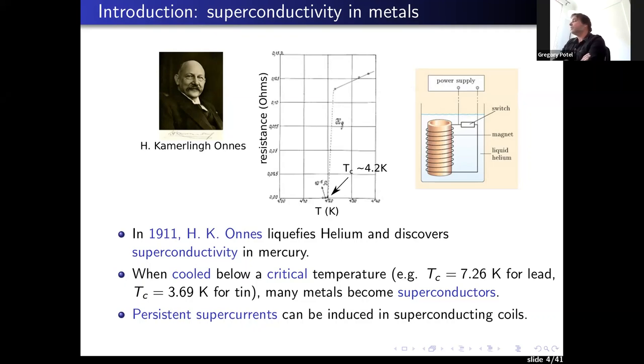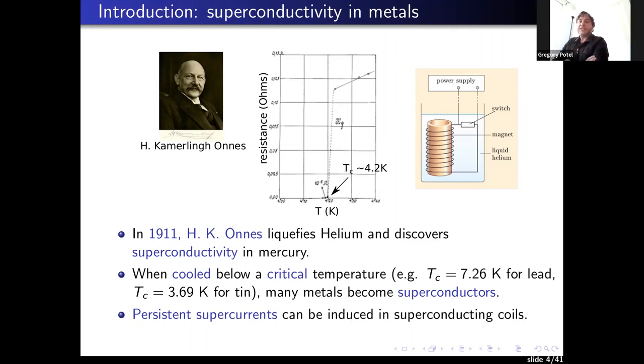And you see in the middle a famous figure that he presented in the original paper in 1911, where the resistance of a mercury sample is plotted as a function of its temperature. What you see here is how the resistance drops very abruptly to essentially zero, within experimental accuracy, when the mercury sample crosses what is called the critical temperature. In this case, it's around 4.2 Kelvin. Actually, it's 4.15, but that's the accuracy that they had.